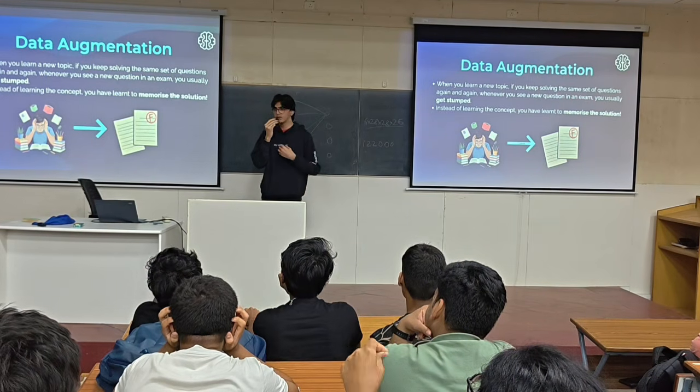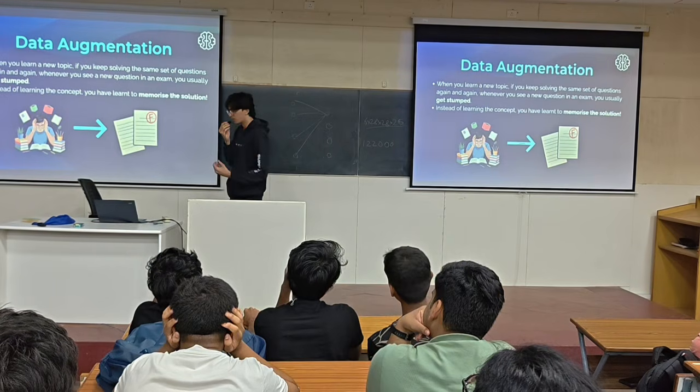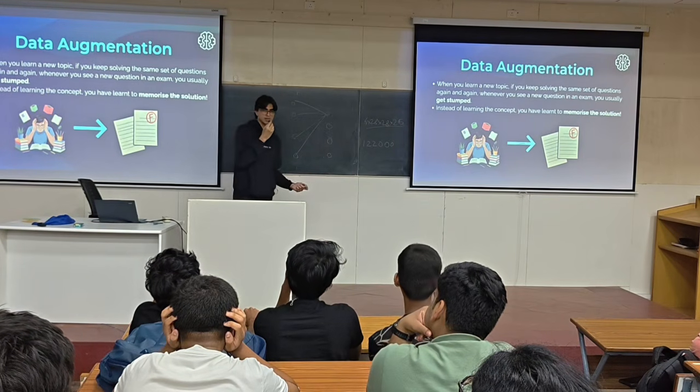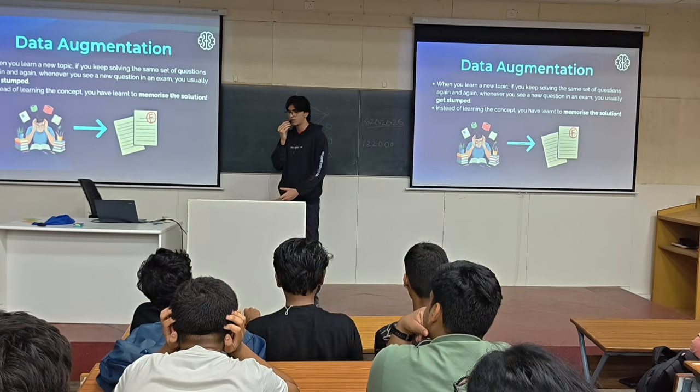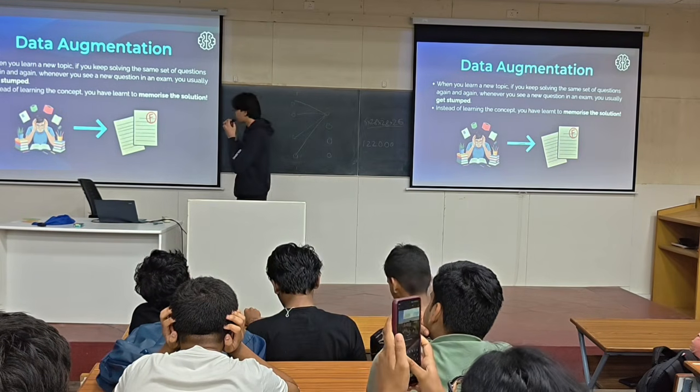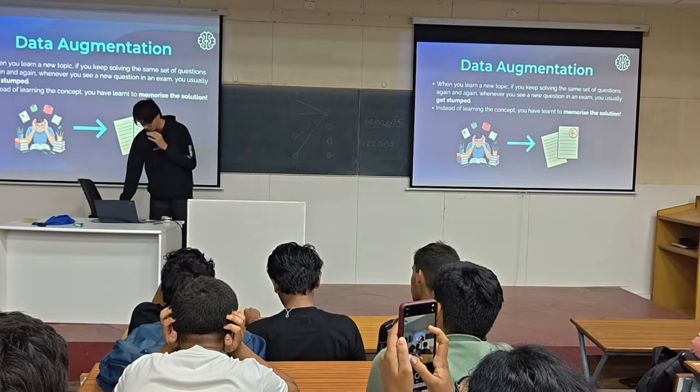Because you only know the memorized answers, you don't know what the pattern is, you don't know what the question is actually asking. You only memorize those 20 questions and you cannot answer any other new question that is given to you. So something similar happens on AI models.